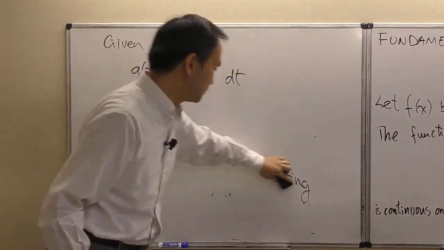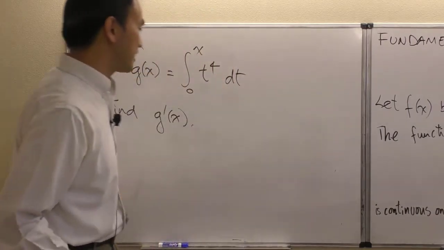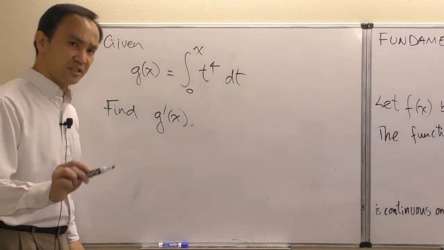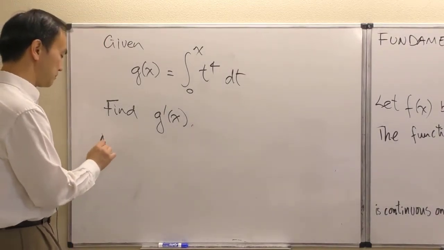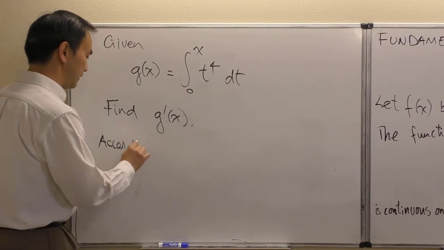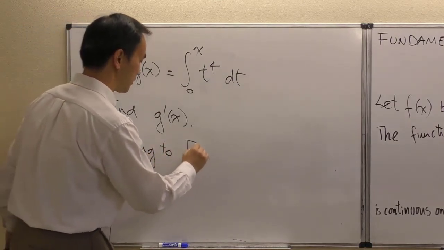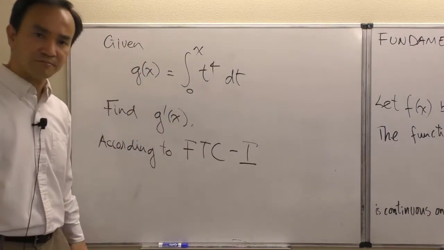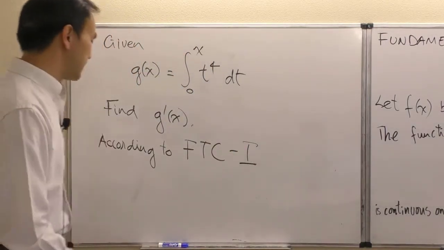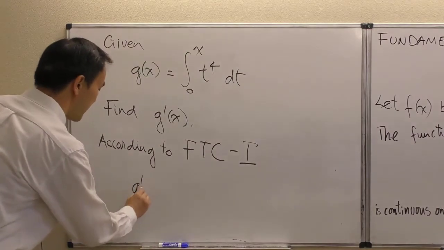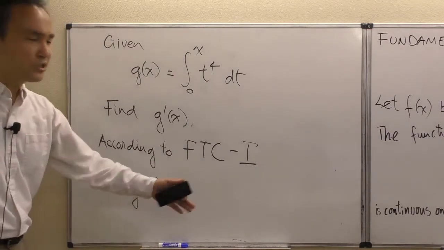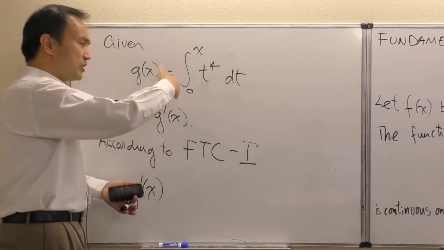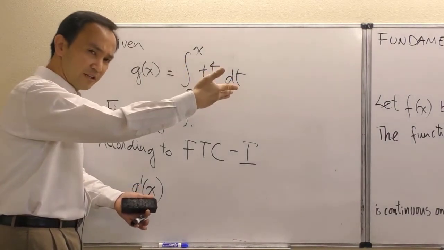now with our understanding of the fundamental theorem of calculus, the first part, the answer is very simple. So I'm now going to make a statement right here. According to the fundamental theorem of calculus, the first part, FTC1, then g prime of x, I don't need to go shopping around to find the antiderivative. This is the antiderivative.